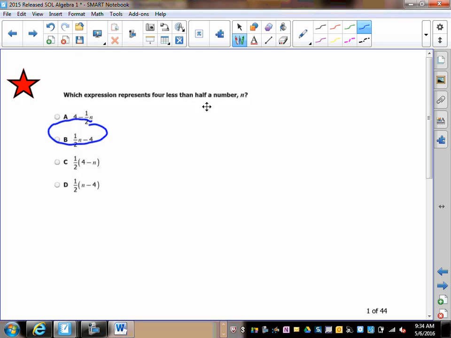When it is just less than, we know it's going to be subtraction, but what do we have to do? We're subtracting them, yes, but there's something about the order of them. We have to switch it. Good. When it says less than, that means subtraction, and we have to switch the order. So half a number would be 1/2 times n, or n over 2, minus 4.